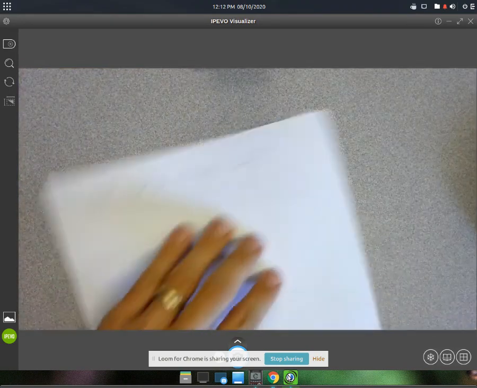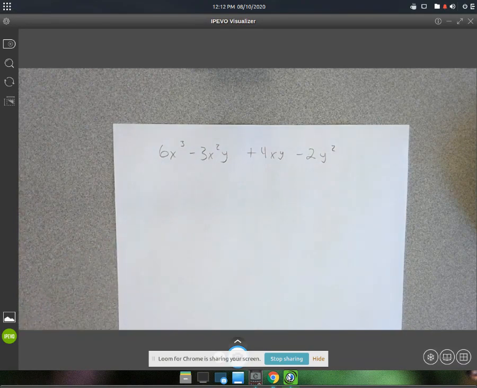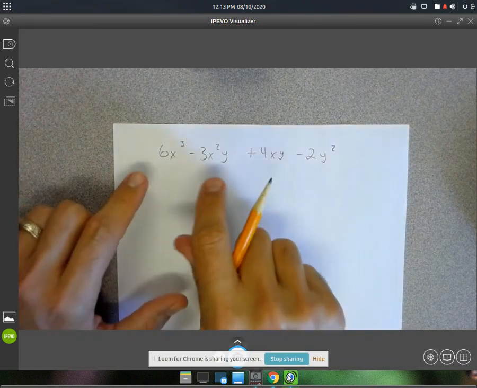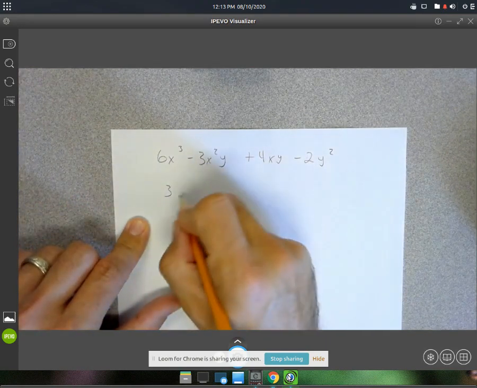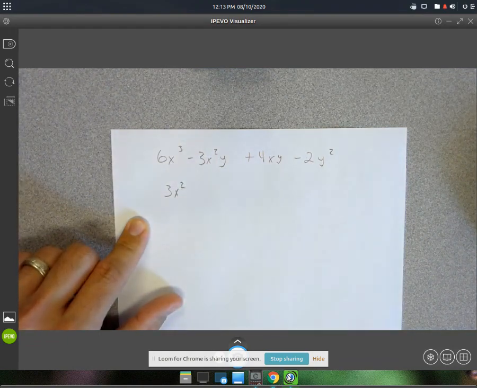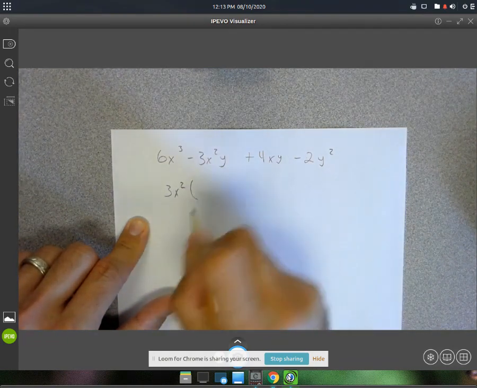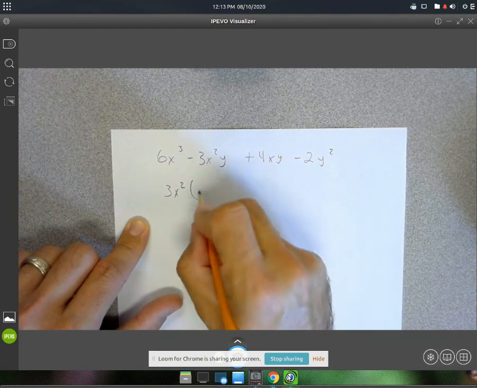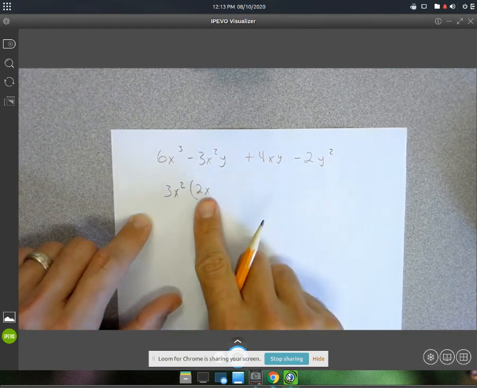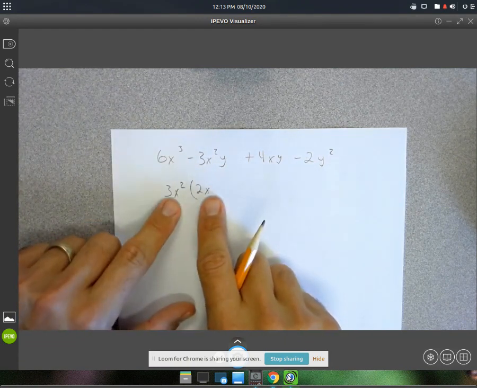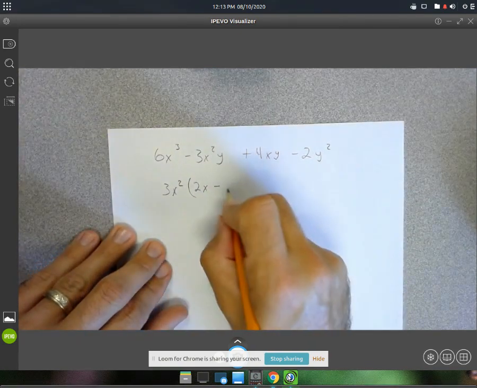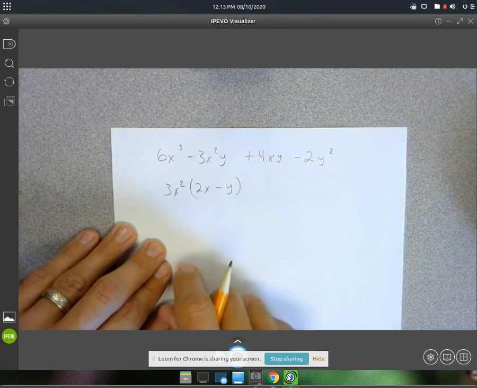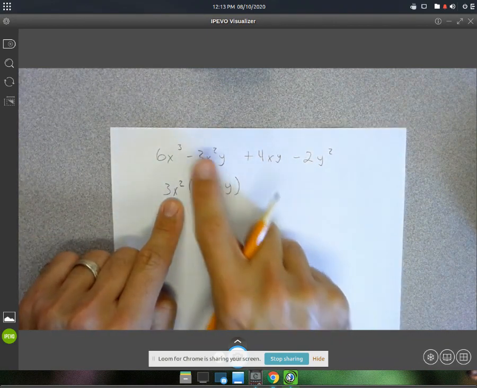All right. In this one, we've got 2 variables. We're going to factor by grouping. No equation, though. In the first half, they have a 3 that's in common, and they have an x squared in common. The next part's going to be 2x, because 3 times 2 is 6, and x squared times x gives you x to the third. This will be a minus y. All right, 3x squared times y, 3x squared y.